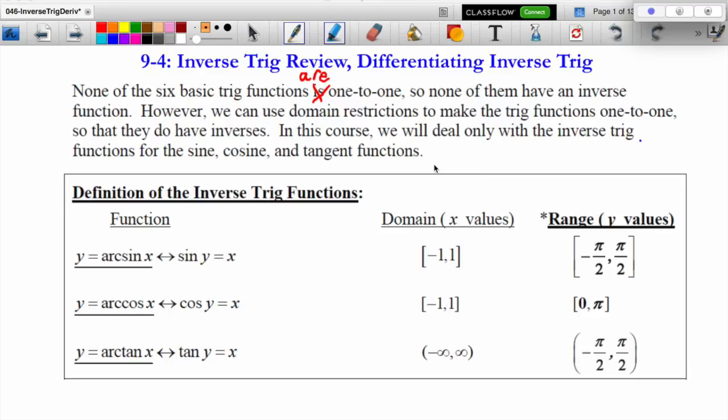Today we're going to be talking about inverse trig, up to and including their derivatives. I think the derivatives will fit into a separate video, so we're going to get into that a bit later.